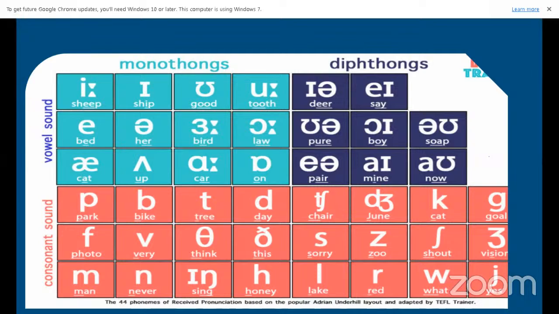P, B, T, D, Ch, J. Can you see that? K, C-A-T, cat, but still the symbol is K. Did you notice that? It's not K, of course. So please always remember in a phonetic transcription, you have to pronounce it with their sound pattern.